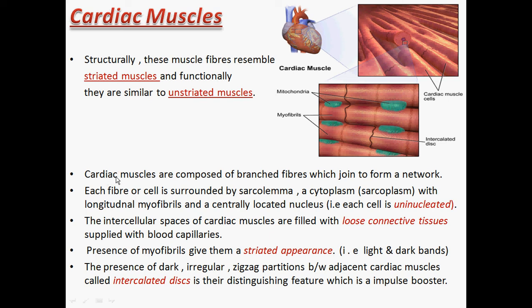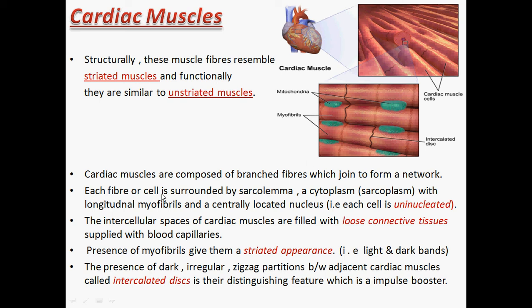So the cardiac muscles are composed of branched fibers which join to form a network. What can you see in this figure? These are long fibers, and they are connected with each other. They are branched, you can see in this figure also. They are branched and forming a long network. So there is a network of branched fibers in the cardiac muscular tissue.